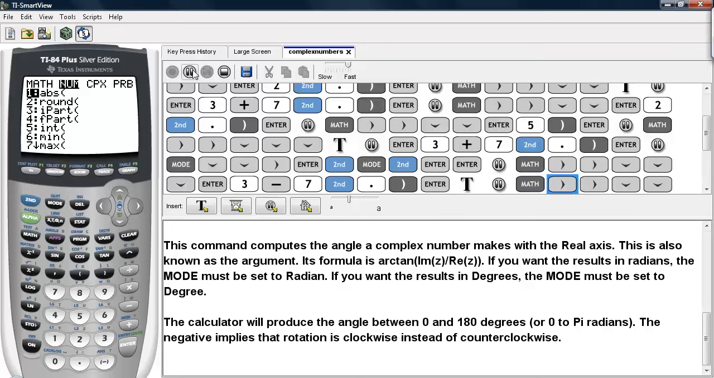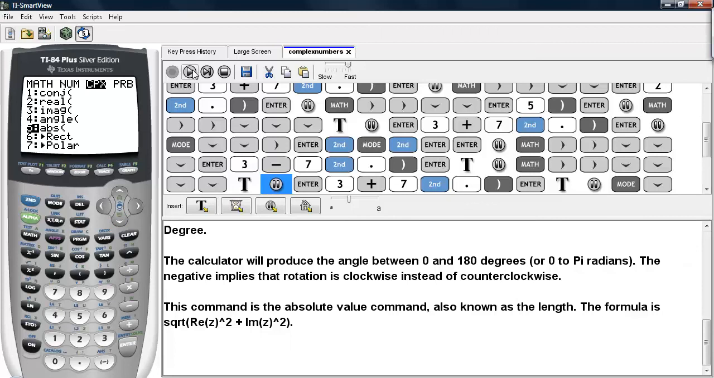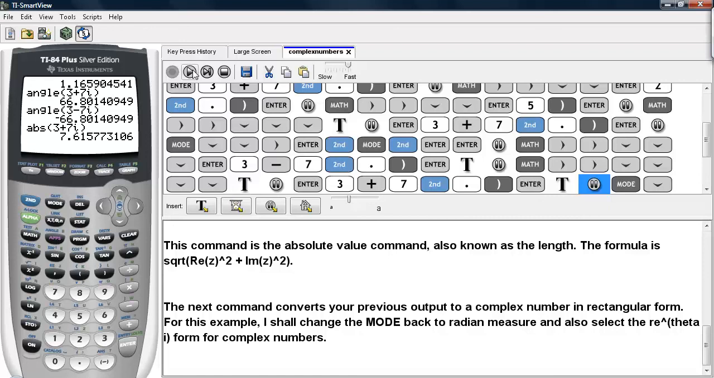If you go under Math, scroll over to CPX, and select the ABS option. This command is the absolute value of a complex number. It is also known as the length. And the formula is the square root of the real part of the complex number squared plus the imaginary part of the complex number squared. So let's see this in action. Let's go ahead and select it and type in our complex number 3 plus 7i and hit enter. And here we get the decimal representation for this length, which is about 7.62.